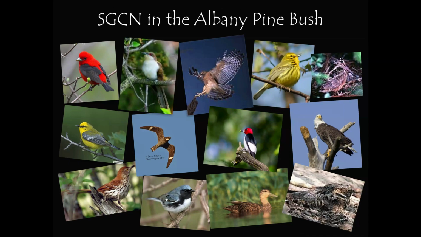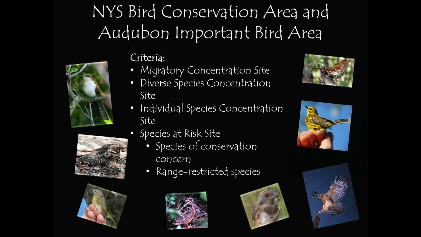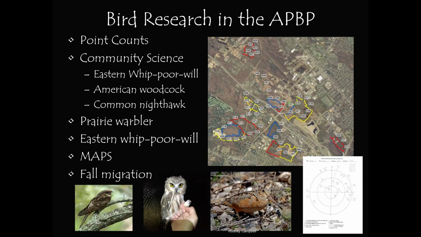So that means that we do a lot of bird work in the preserve. And all of that has also gained us designation both as a New York State DEC bird conservation area and an Audubon important bird area. These are some of the criteria that we met in order to meet those designations. As we all know, birds are really good indicators of habitat change and habitat quality. So we do a lot of research with them to see if our restoration efforts are working. This is just a list here. We do bird point counts. This is our map over here of our point count stations. We've been doing those for many years.